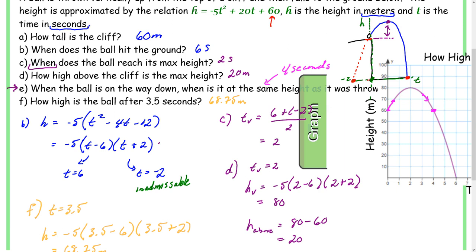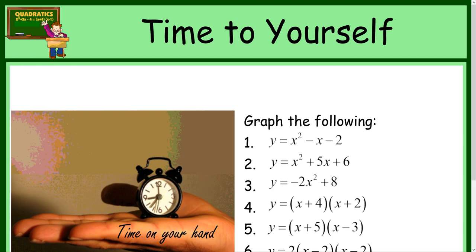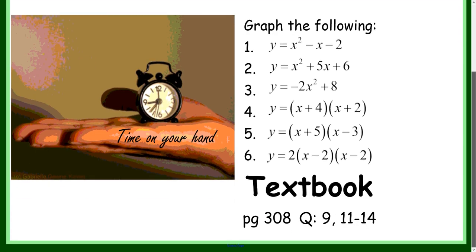So this is what I'd like you guys to do for homework. I want you to graph these 6 questions using the vertex and your x-intercepts and y-intercepts. And then to check your answers, just plug these equations into Desmos and see if you get the same answer.